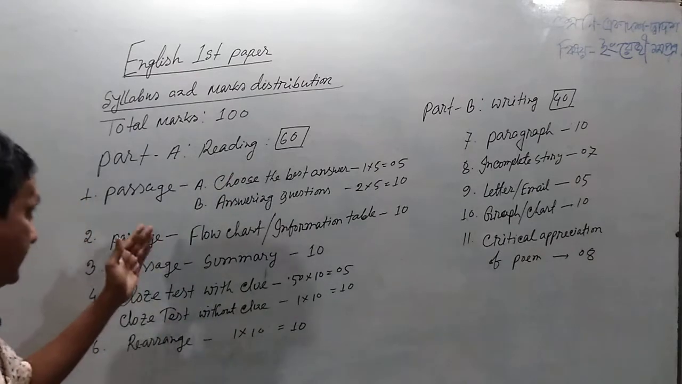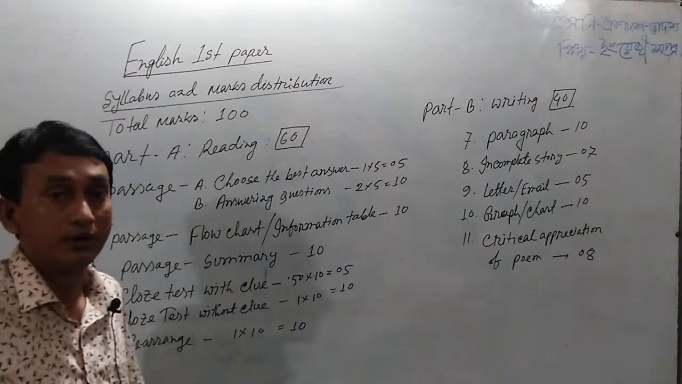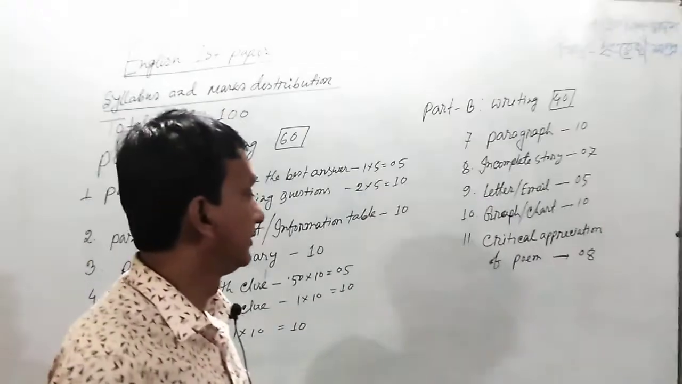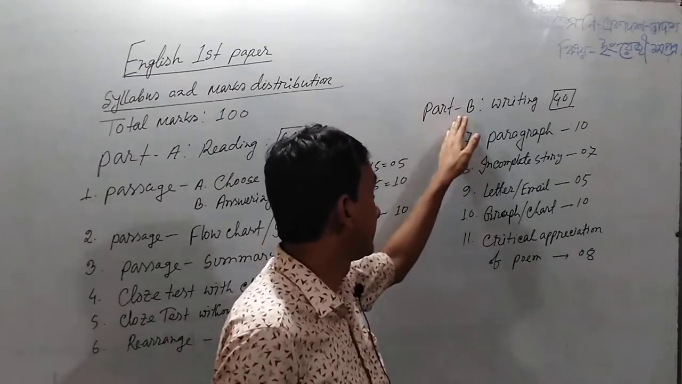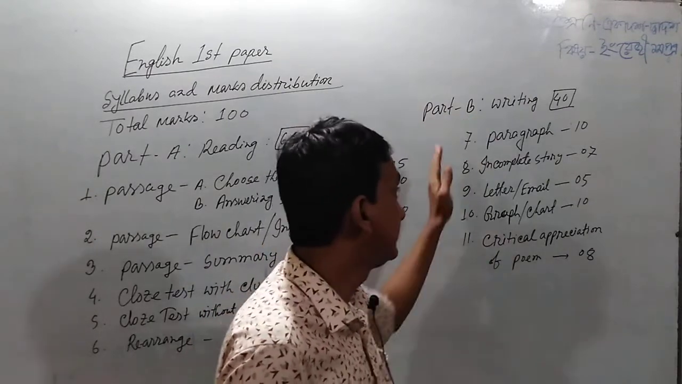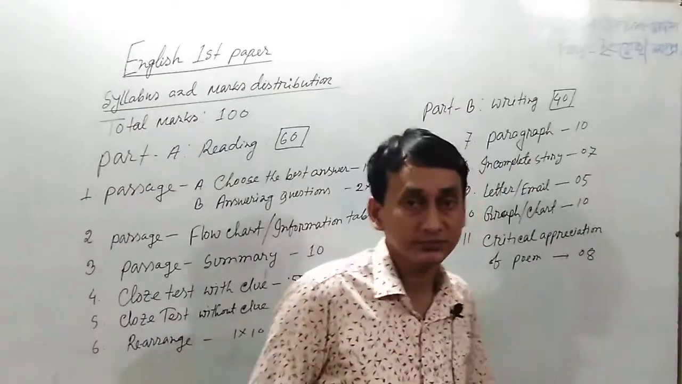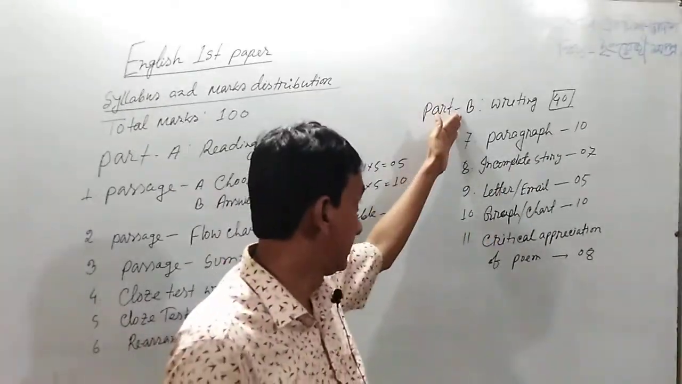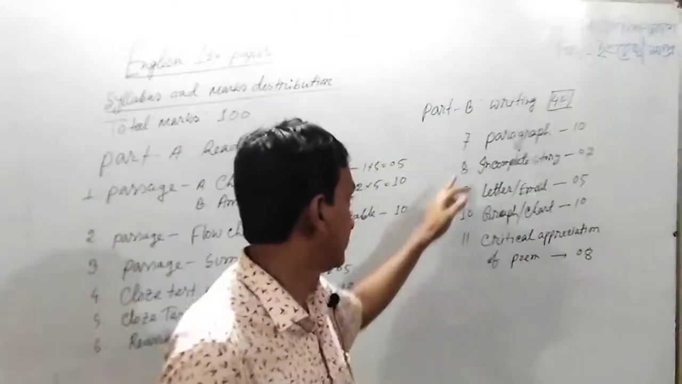I think that you have got an idea about Part A. Then we'll go to Part B. This part is the writing part, and in this part the mark is 40. And under this part there will be 5 questions, 7 questions.